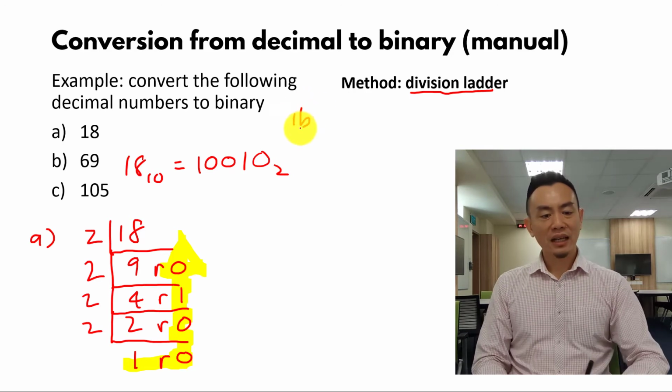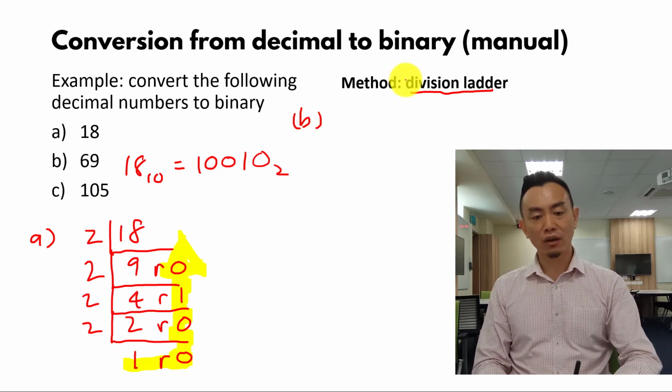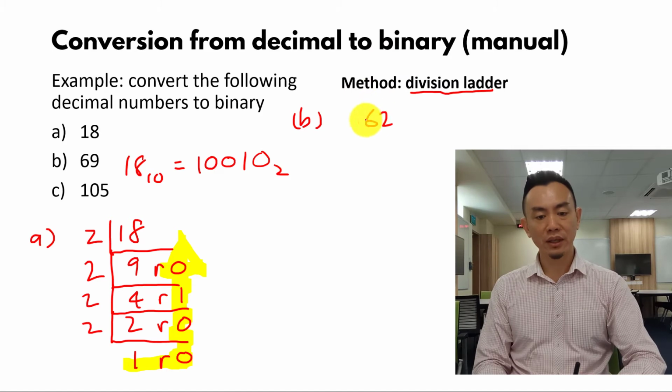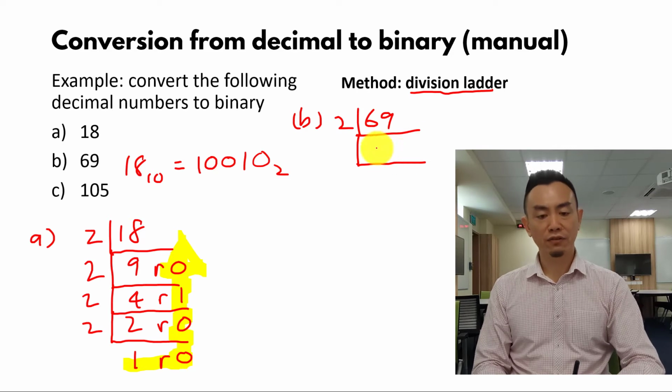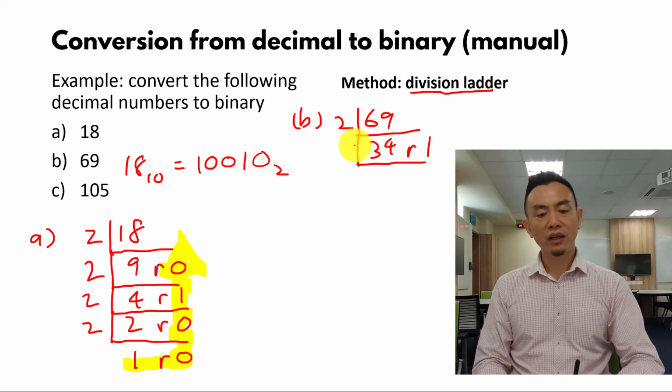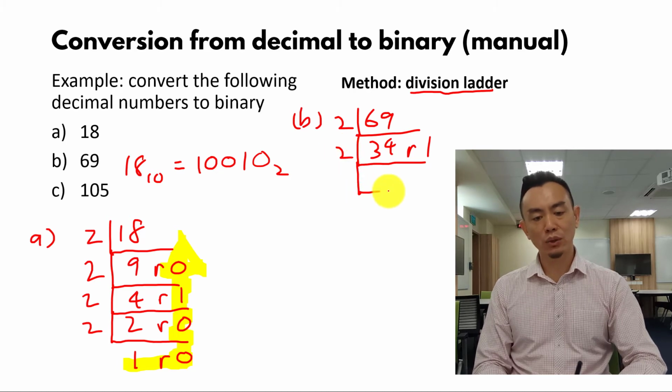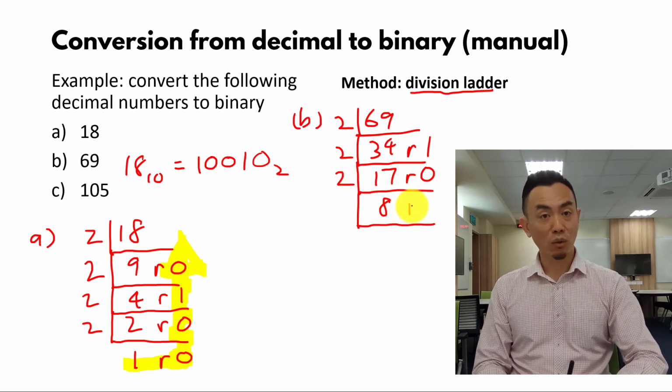Part B, let's look at 69. We're going to convert it from decimal to binary. We divide it by 2, and that's 34, remainder 1, right? 34 divided by 2, again, we just keep dividing by 2. We have 17, and the remainder is 0. Divided by 2, we get 8, and remainder 1, right?